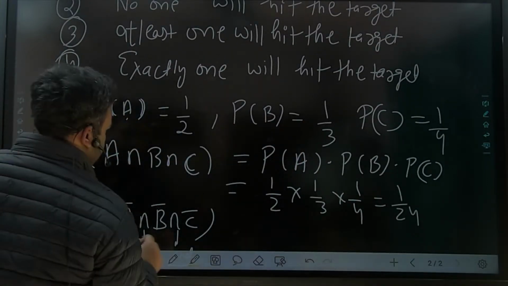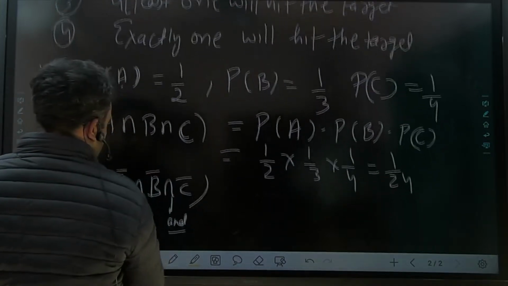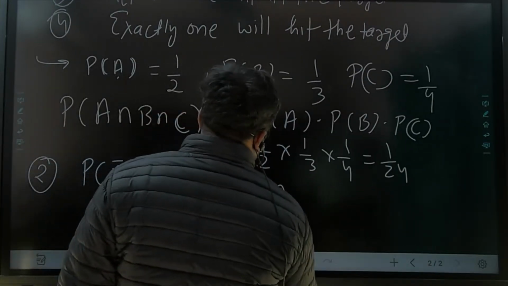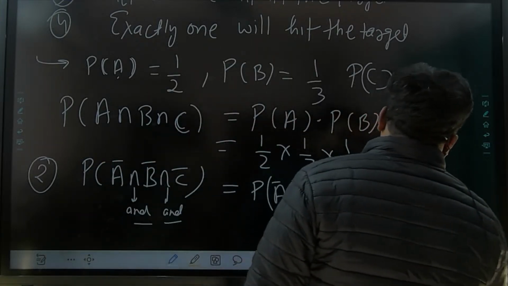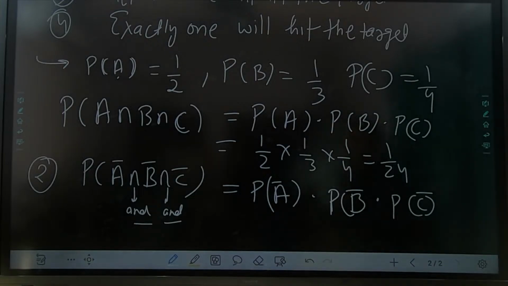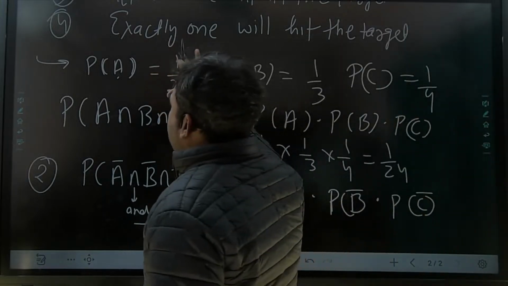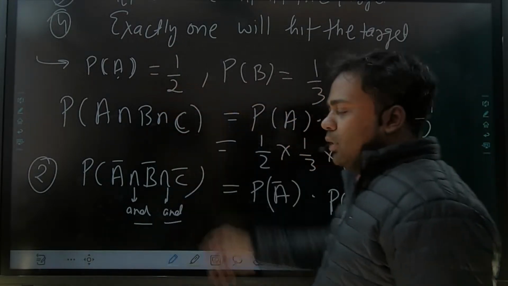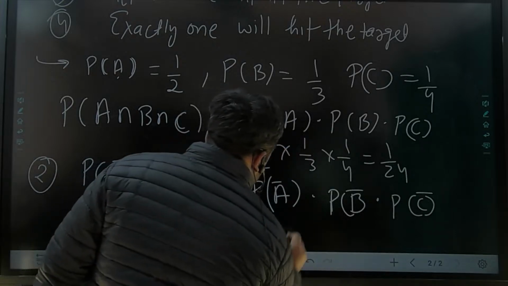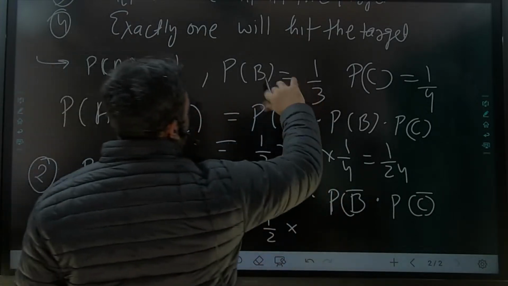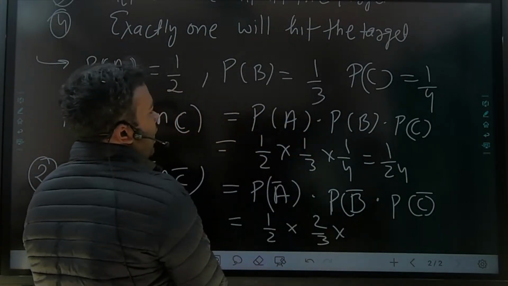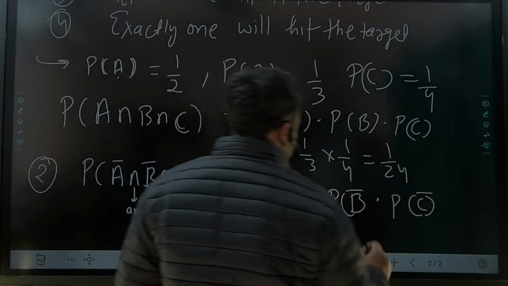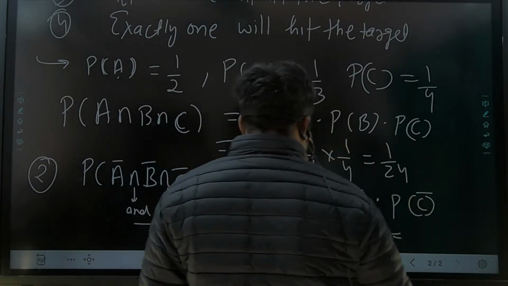You remember this point we have seen: these are independent events. So this is equal to the probability of A not hitting the target multiplied by the probability of B not hitting the target and the probability of C not hitting the target. Independent events, you just have to multiply. The probability of A hitting the target is half, so not hitting the target is 1 minus half, which is half. The probability of B hitting the target is 1 by 3, not hitting is 1 minus 1 by 3, so it is 2 by 3. The probability of C hitting the target is 1 by 4, not hitting is 1 minus 1 by 4, so it is 3 by 4. So the result is 1 by 4.